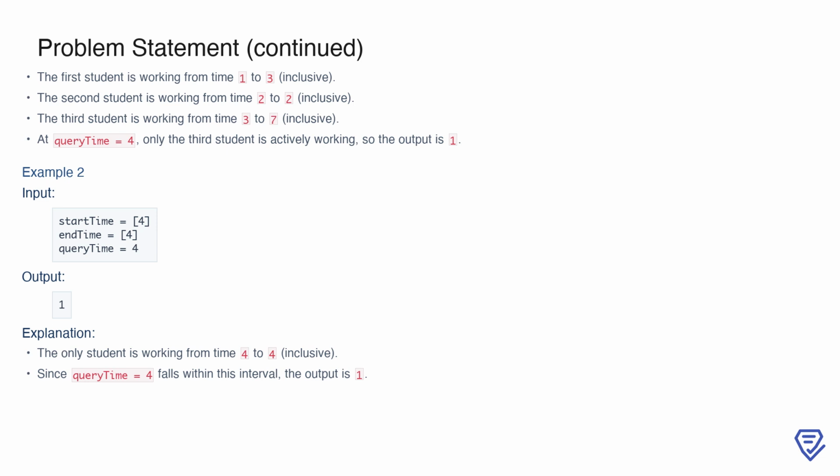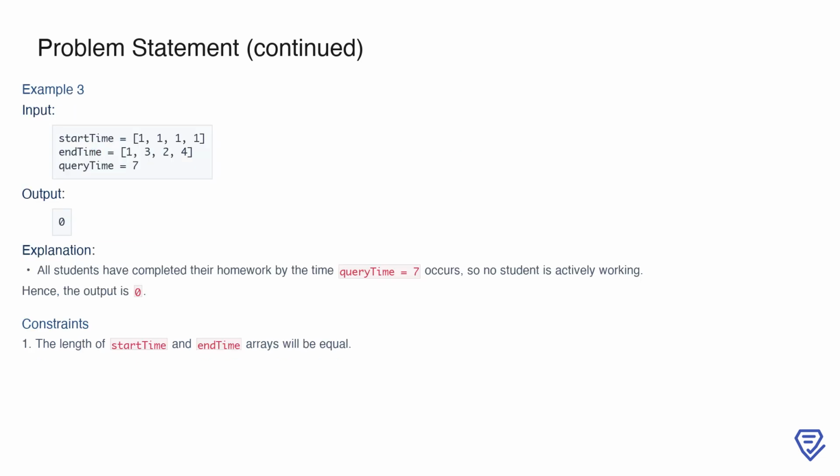Another example is when we have start time equals [4], end time equals [4], and query time equals 4. Here, the only student works exactly at query time, so the output is 1 once again. Now, let's look at the third example. Suppose we have start time equals [1, 1, 1, 1], end time equals [1, 3, 2, 4], and query time equals 7. In this case, we can see that all students have finished their homework by the time query time equals 7 occurs. None of the intervals include this time, so no students are actively working. As a result, the output is 0.